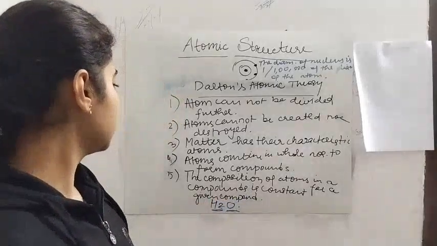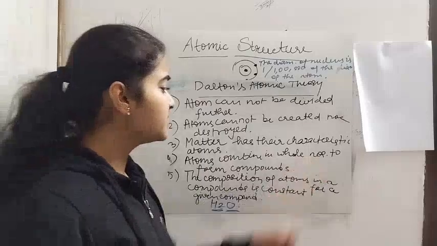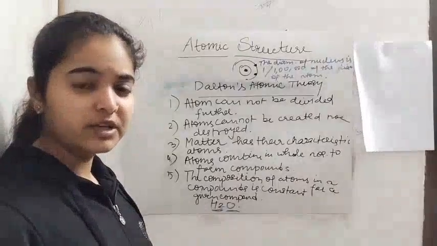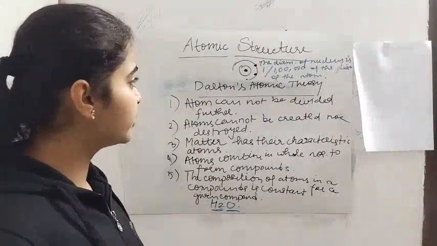And the fourth point is atoms combine in whole numbers to form compounds. This means that atoms combine in a fixed ratio to form compounds. So this is all about Dalton's atomic theory.